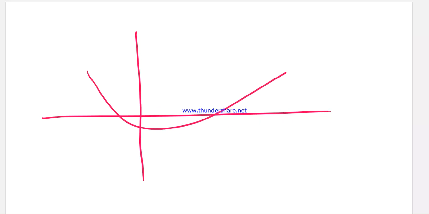So let's see a case whereby we have more than 2 points. In this case, we have y naught corresponding to x naught, we have y1 corresponding to x1, and we have y2 corresponding to x2. So we are looking for this y corresponding to x.